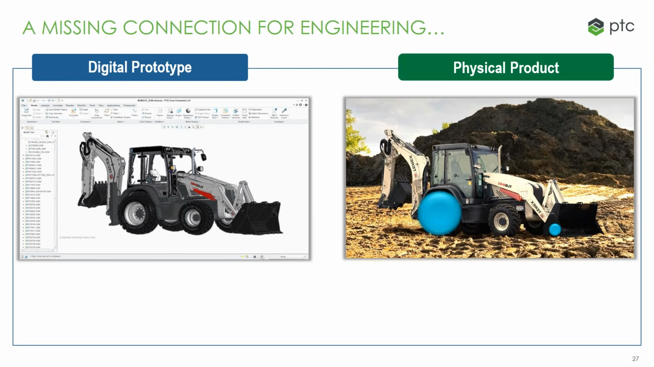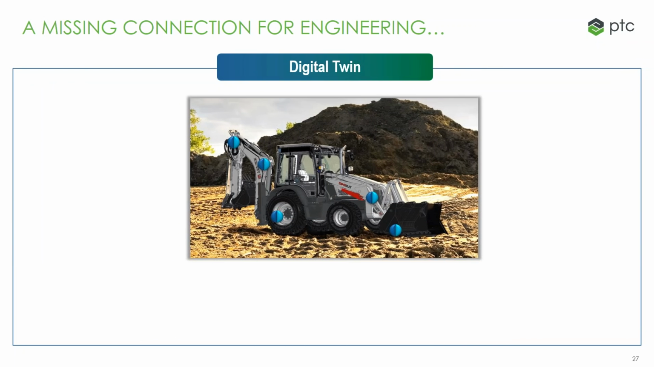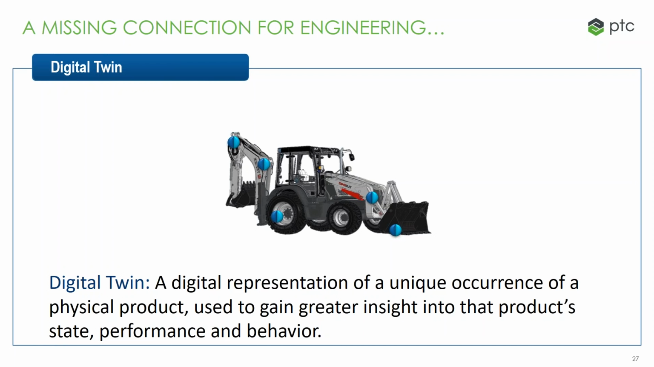But if, as a company, I have a strategy to instrument that product, to put sensors on that product, and I put equivalent sensors inside my CAD tool, inside Creo, and I connect the two through ThingWorx, that gives us the start of what we call the digital twin. The digital twin being a digital representation of a unique occurrence of a product in the field. And this can be used to gain clear insight into how the product is being used, how it's performing, what its current state is, allowing you to make better products for the future and improve your existing products.